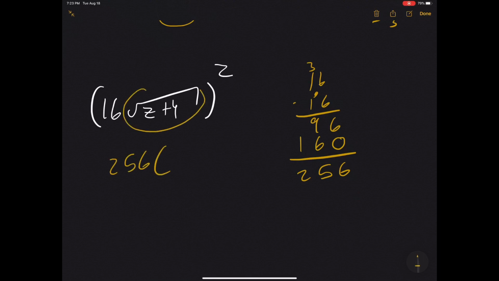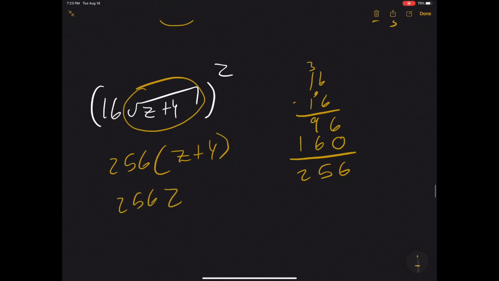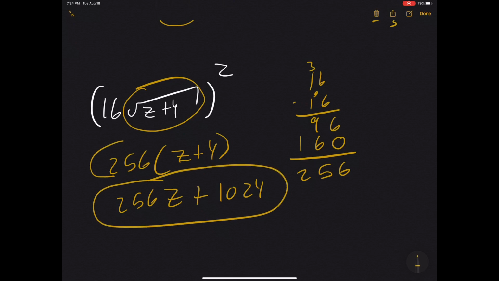And the square root of z plus 4 squared is just going to be z plus 4, because the square and the square root are going to cancel. And this is all I get. I could multiply the 256 in, which would be 256z plus 256 times 4, which is 250 times 4, which is 1,000, plus 24. So 1,024. So either one is a good answer, as long as we get rid of the roots.